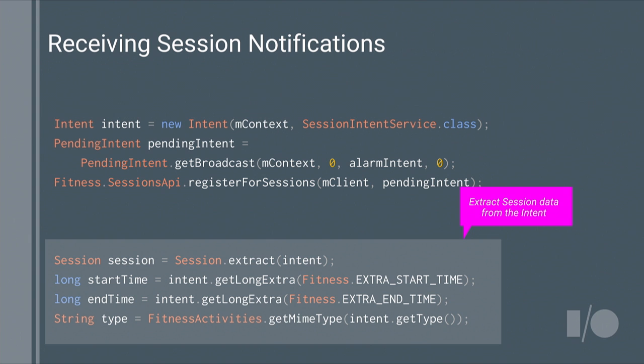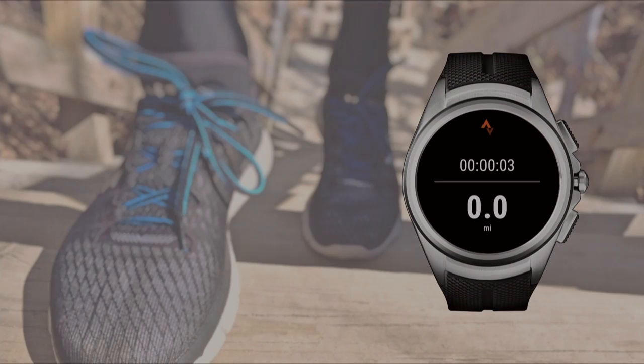So here I'm pulling out the start and end time, and then also the type of workout, so whether it was a run or a bike ride or a weightlifting session, and I could put that into the notification like the one that Muzz just showed.